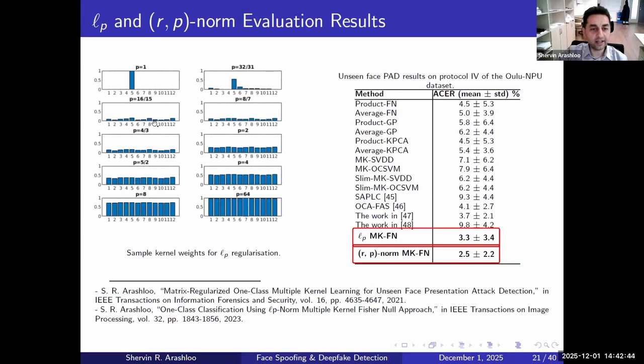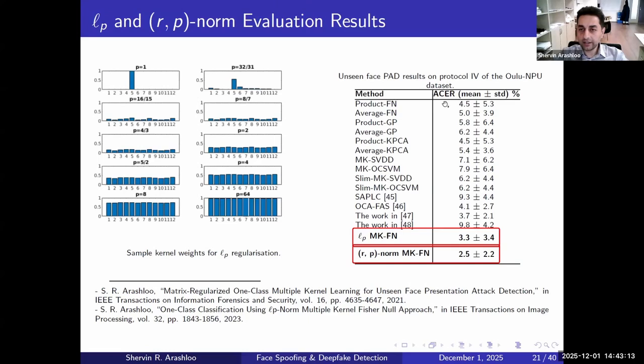As we increase the p-value towards larger and larger values, for instance 64, you can see that we have obtained an almost uniform weight vector, which is very close to the sum fusion rule. So by playing with that parameter, we can control the weights that we assign to different features, or basically to different kernels. We evaluated both of these methods on the Udo MPU face path dataset.